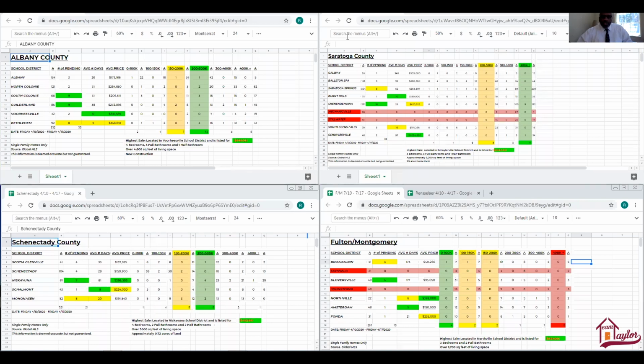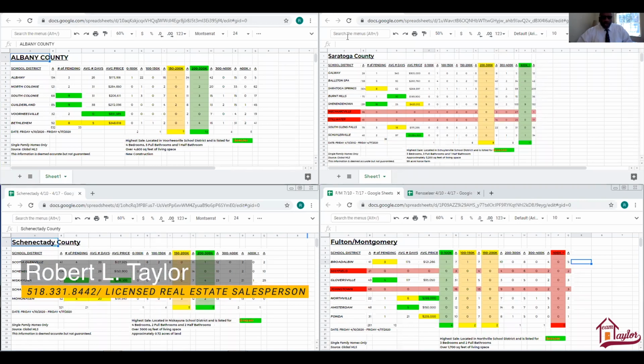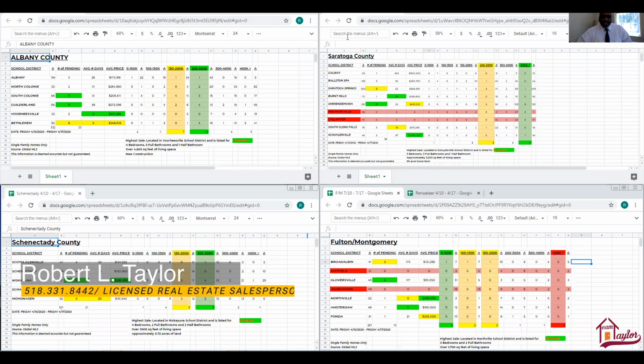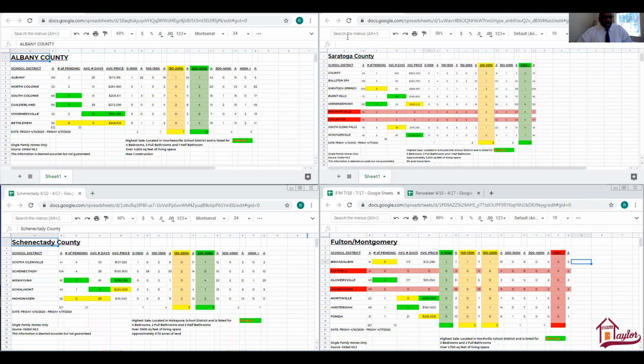Today is April 20th, and we are talking about all the activity that happened last week, which was the 10th through the 17th. So let's get right into it. As always, we're talking about single family houses only, and our source is the Global MLS.